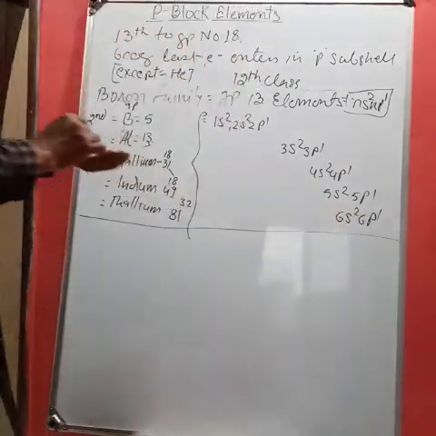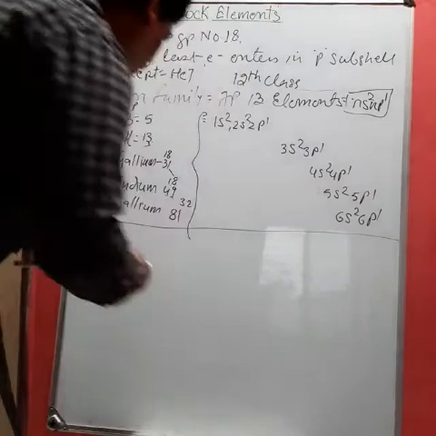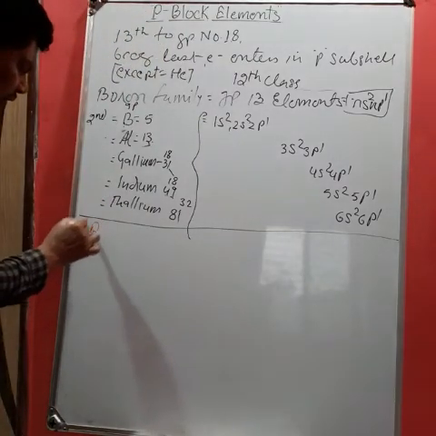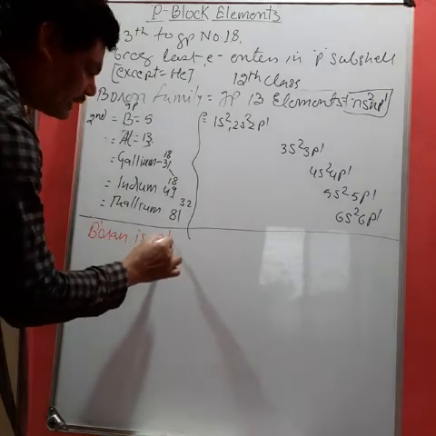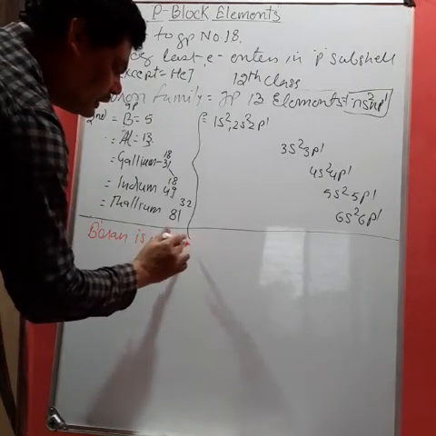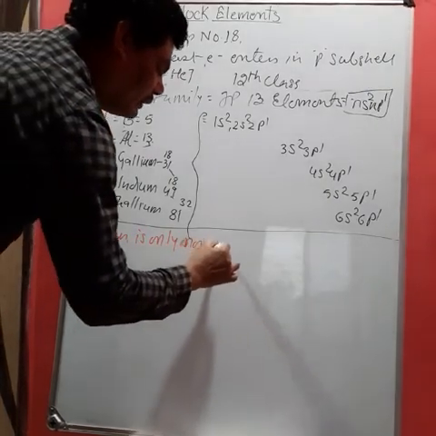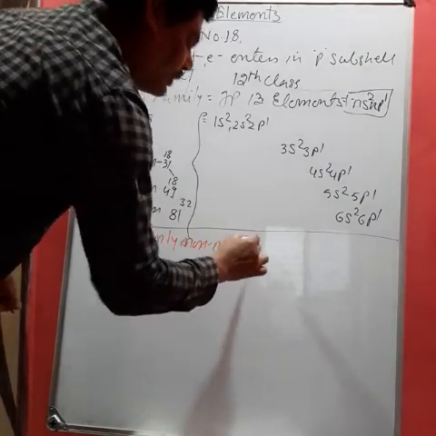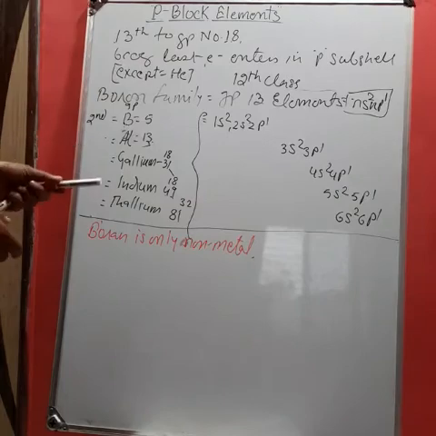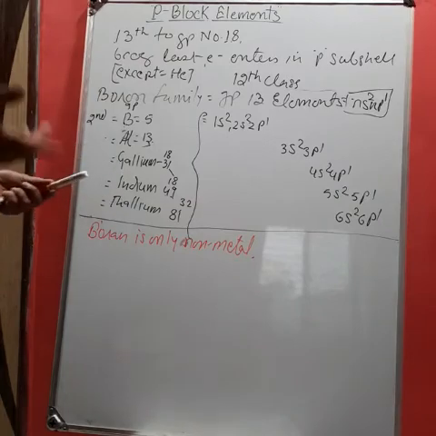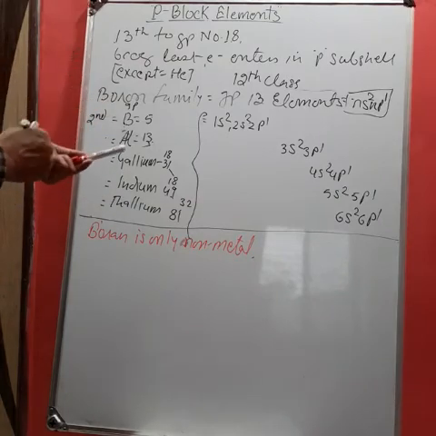Students, the general study about it. Boron is the only non-metal of this group. It is black-brown colored, solid, having an extremely and exceptionally high boiling point.